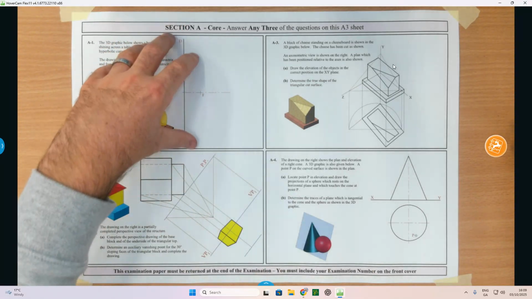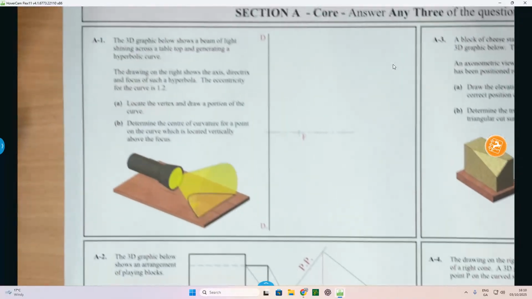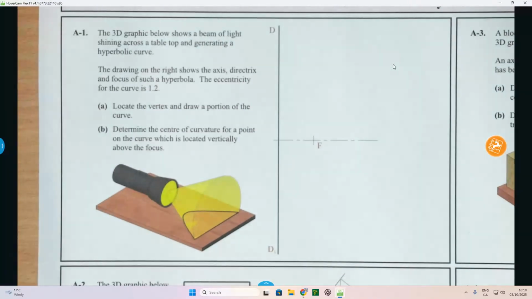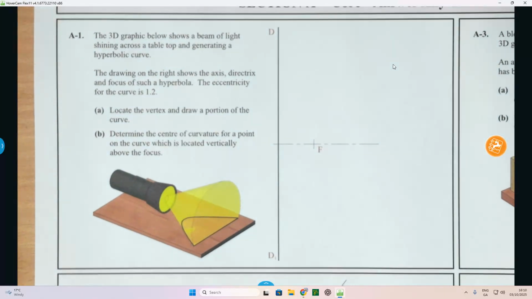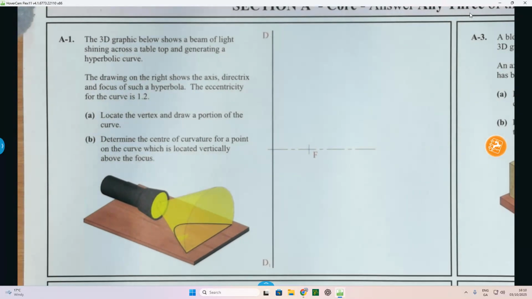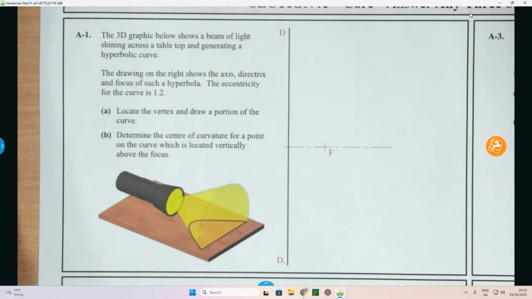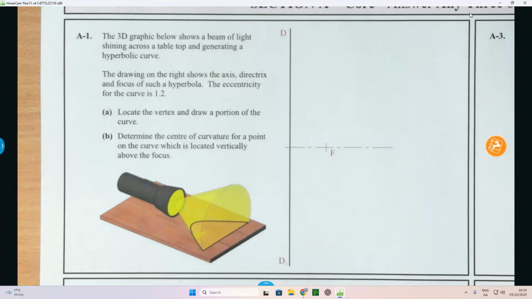So starting here with A1, I'm going to zoom in on that now, and we'll get started. This question is based on the topic of conics. Okay, so this is talking about your ellipses, parabolas and hyperbolas.